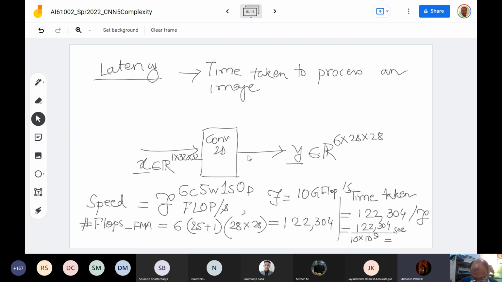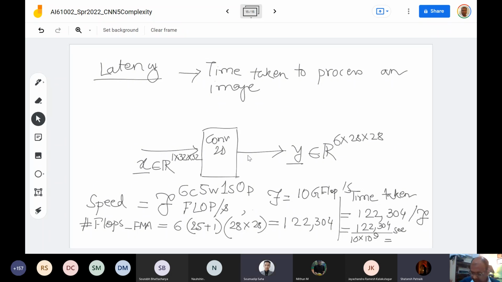So 1.22 into 10 to the power of minus 5 is what? 12.23 microseconds. Not 12.23 microseconds. See, it is 1.22 into 10 to the power of minus 5.